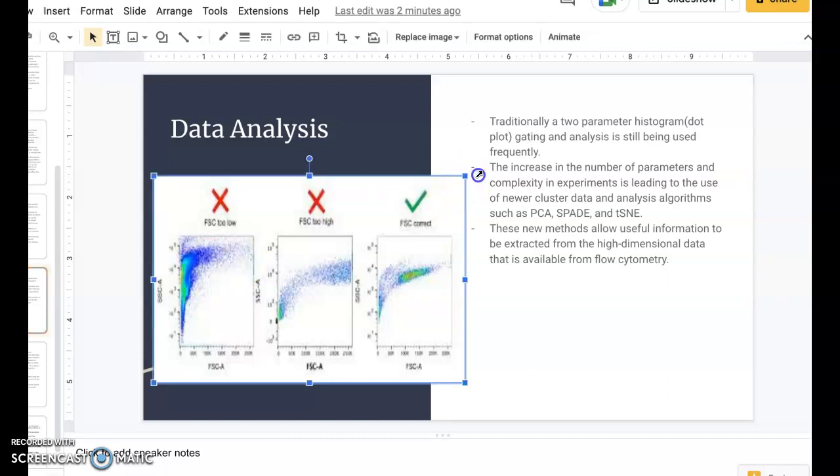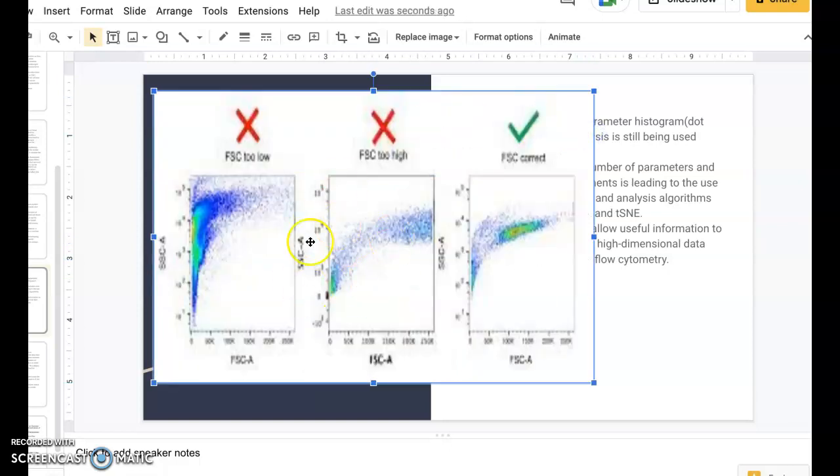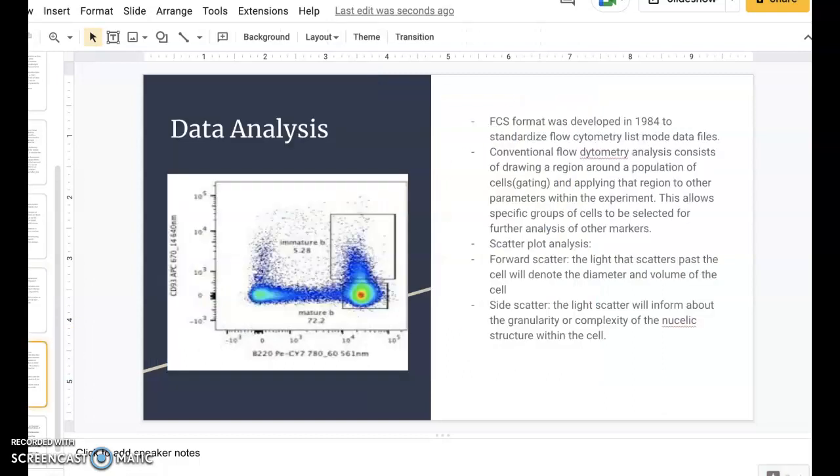And over here we just have a scatter plot that indicates whether a sample is going to be correct or not. So in the first one, you can see that the FSC is too low, so it skews the scatter plot to the side more. In the next one, the FSC is too high, so there's not much data here as compared to the first one. And the last one you can see is where the FSC is actually correct. So we have an even distribution here, more so than the others.